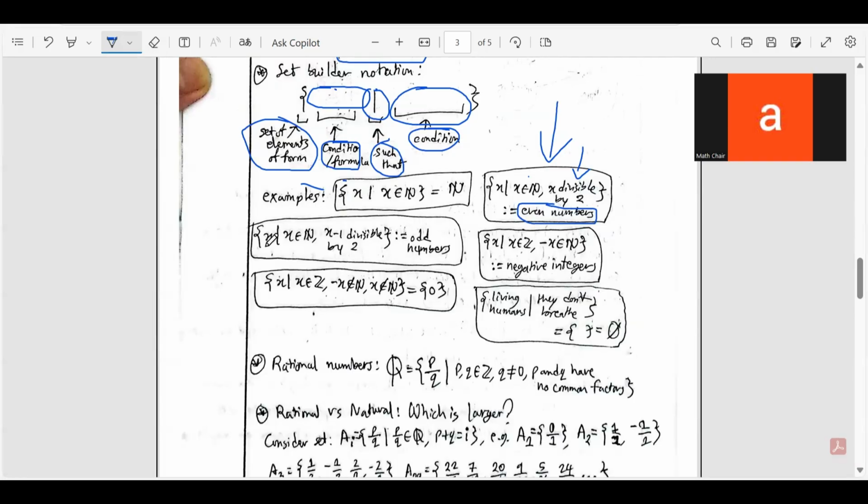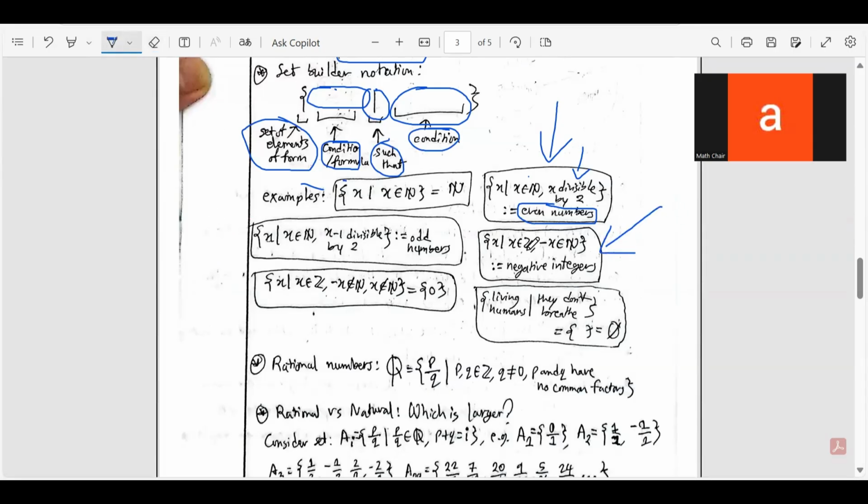In similar fashion, if I picked the set of elements of form X such that X is a natural number, and if I were to subtract 1 from it, what results is divisible by 2, then those are the odd numbers, right? How so? Like consider the number 3. I subtract 1 from it to get 2, and that's divisible by 2, right? So yeah, this is a set of odd numbers, as you can understand.